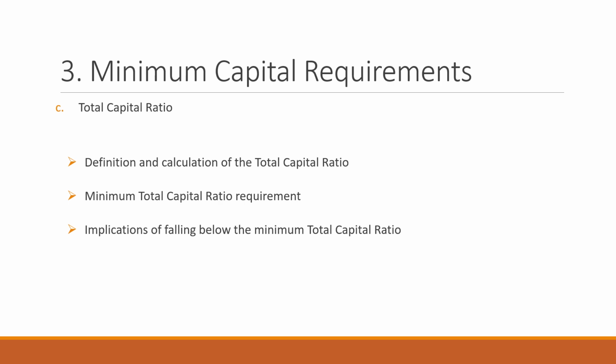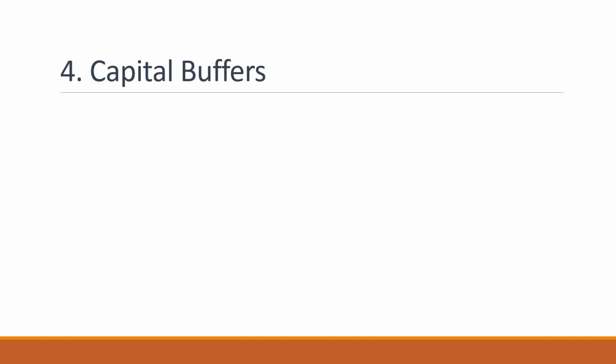Implications of falling below the minimum total capital ratio. If a bank falls below the minimum total capital ratio requirement, it may face similar consequences as falling below the minimum Tier 1 capital ratio, including restrictions on dividends and share buybacks, additional regulatory scrutiny, and potential placement under supervision by OSFI.